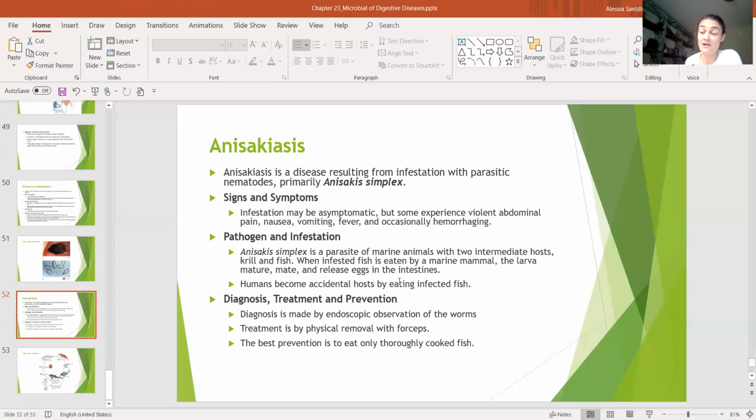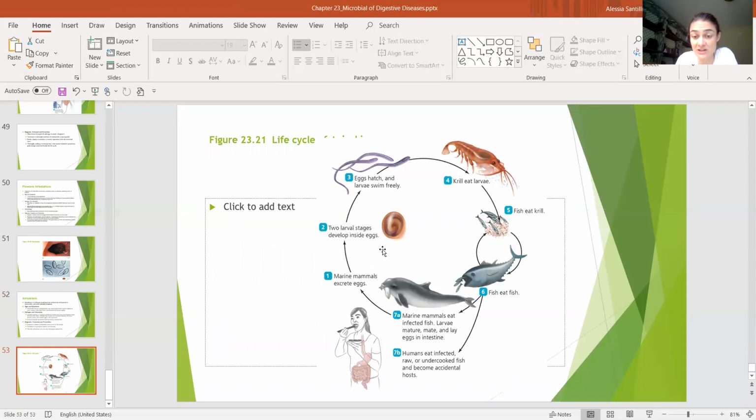So this is a parasite of marine animals. Sushi is just fish. It is usually found in marine animals, and the intermediate hosts are krill and fish, actually. So the krill eat the larva, the fish eat the krill, and then in the fish, the worm essentially makes eggs. The marine mammals excrete the eggs, and then the eggs outside develop into the larval stages. The larvae swim freely, they get eaten by the krill, and then it keeps going.